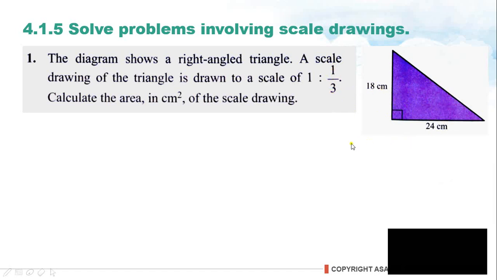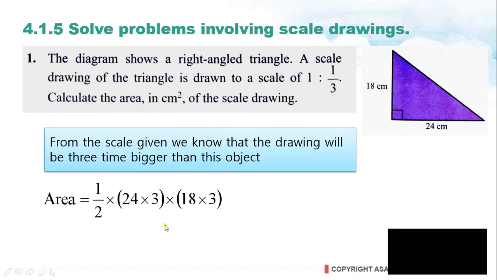So, to find the area, you have to use the formula of area of a triangle, which is 1/2 times base times height. So base we times 3, height also we times 3. So the answer is 1944 cm square.